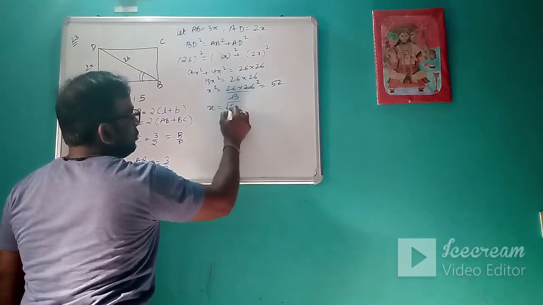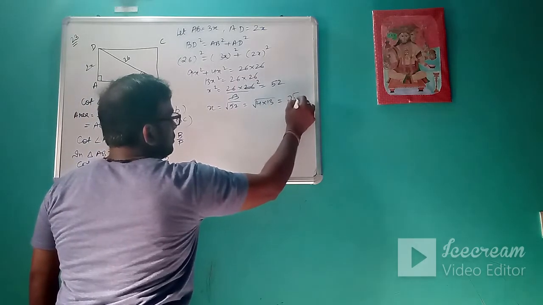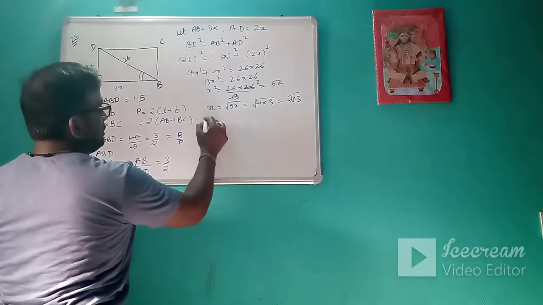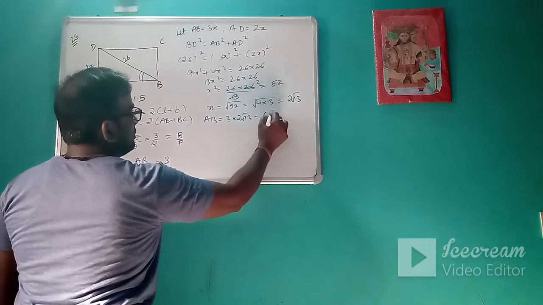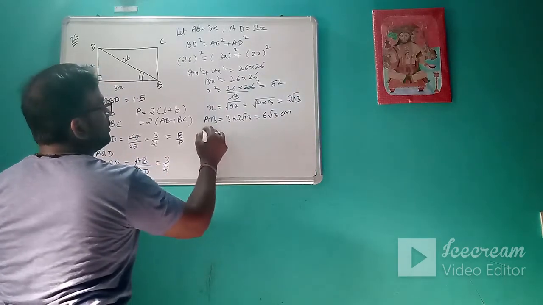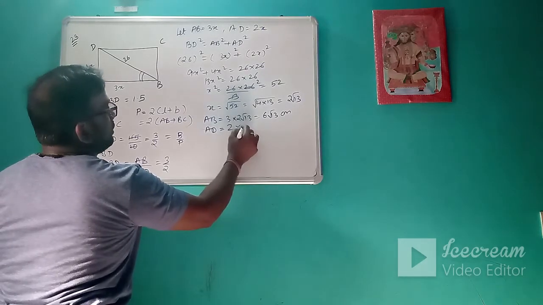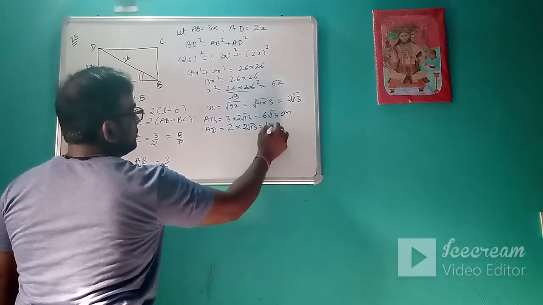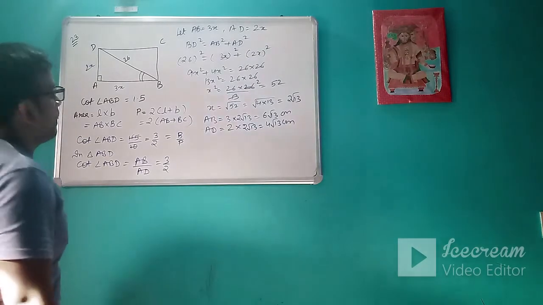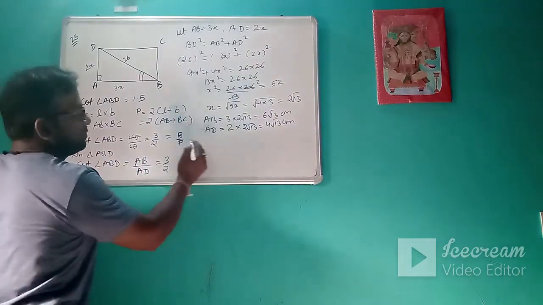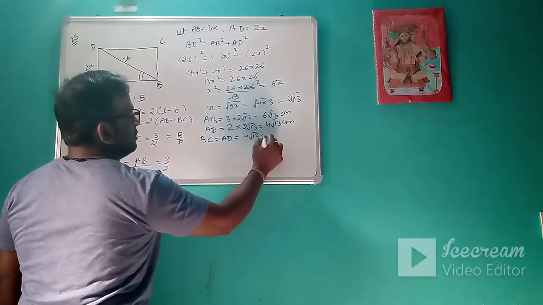x will be square root of 52, or 52 we can write it as 4 into 13, so it becomes 2 root 13. That means what is our AB? 3 into 2 root 13, that is 6 root 13 centimeter. And what is our AD? 2 into 2 root 13, that is 4 root 13 centimeter. Since it is a rectangle, BC will be equal to AD, that is 4 root 13 centimeter.